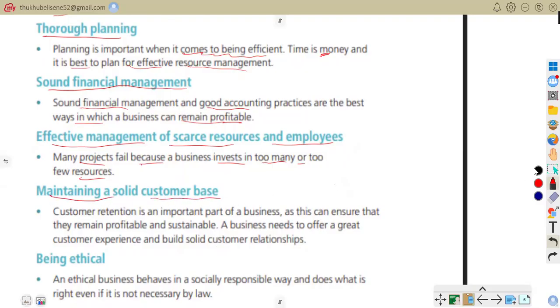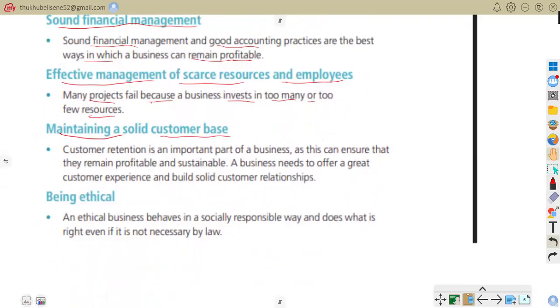Maintaining a solid customer base. Customer retention is an important part of your business, as this can ensure that they remain profitable and sustainable. So a business needs to offer a great customer experience and build solid customer relationships. That's what we mean by maintaining a customer base. It simply says keeping existing customers helps a business remain profitable and sustainable, because loyal customers are more likely to buy repeatedly. So that is what we've just said.